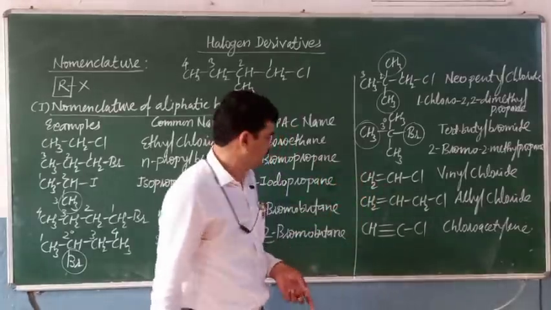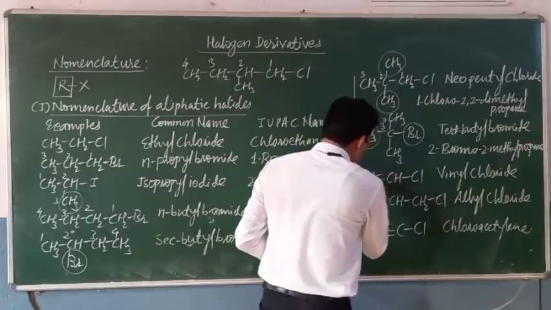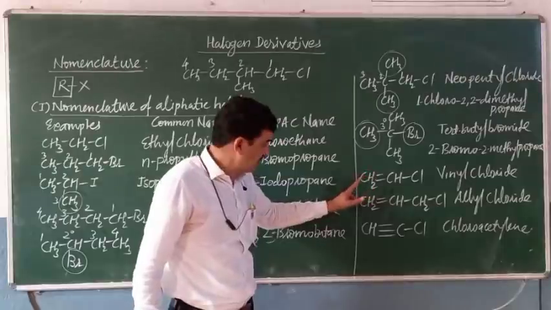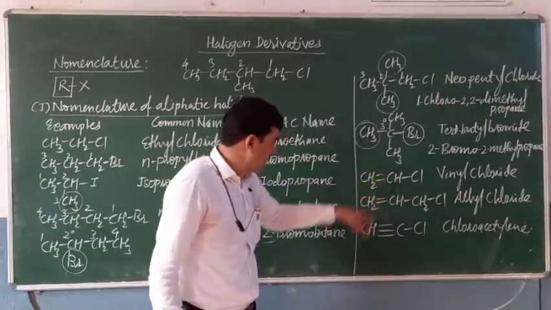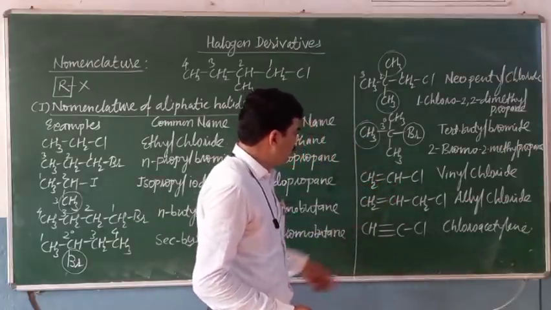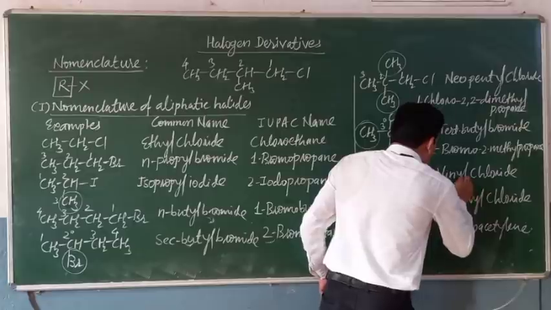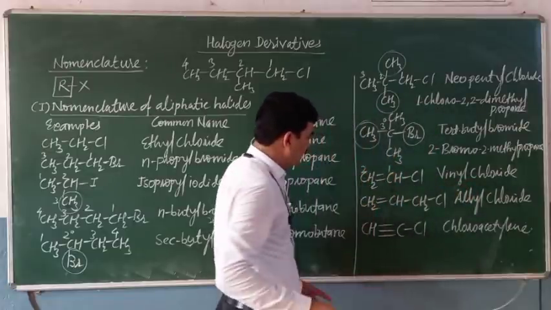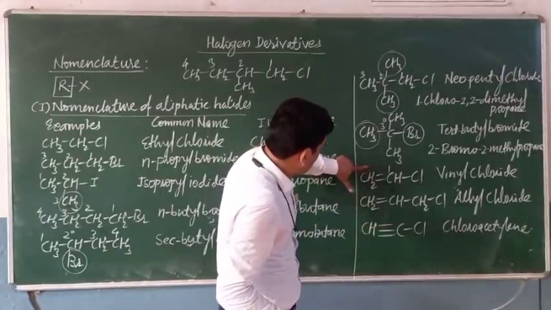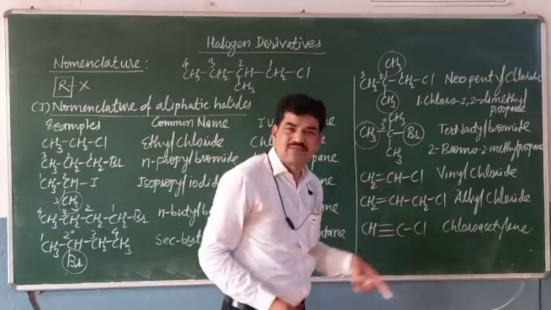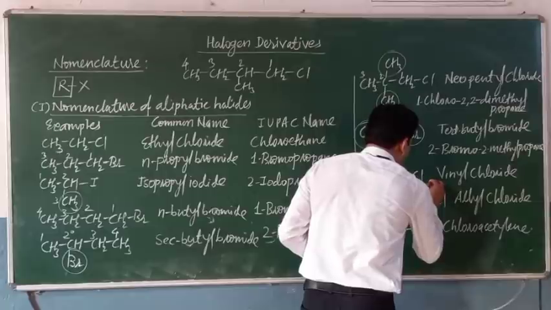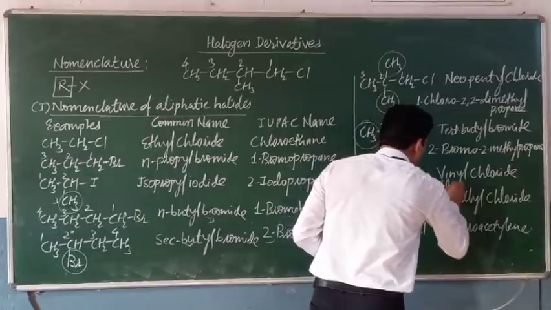Carbon-carbon double bond is there. Longest chain contains 2 carbon atoms, and therefore the parent hydrocarbon will be ethane. Give the numbering 1, 2 in this way. As only 2 carbon atoms are there, the numbering is not important here. So here write the position of the halogen first, 1. The name of the halogen, chloro.